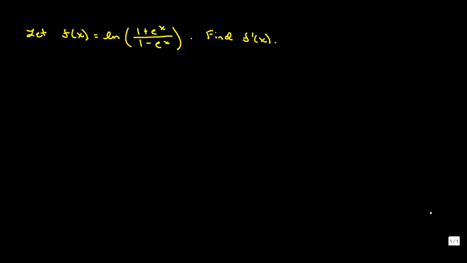So we need to find the derivative of the function f of x is equal to the natural log of 1 plus e to the x over 1 minus e to the x. So what I'm going to do here is split this up using my log rules. So this is going to be the natural log of 1 plus e to the x minus the natural log of 1 minus e to the x.